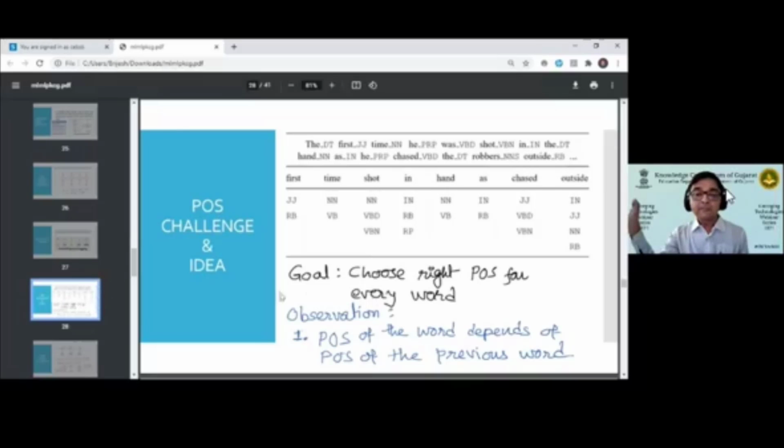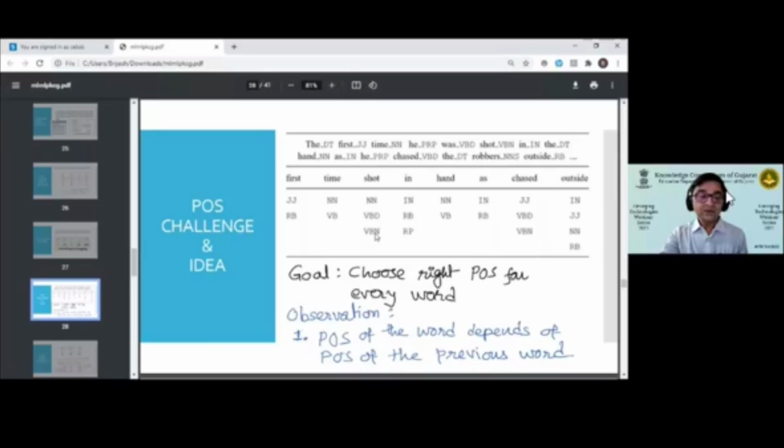For example, if you see that the first word here is the determiner, then you can judge the part of speech of the next word, whether it is JJ or RB. Similarly, if you see that the word was there, then was short, then short can probably be a verb, not a noun. And if it is VBD, then short can be VBN. If you see VBD first, then the next word can possibly be VBN. So looking at the previous word and the part of speech assigned to it helps you figure out the part of speech for the next word.